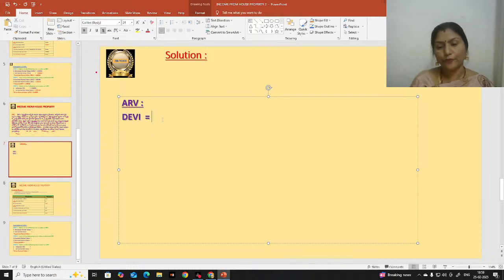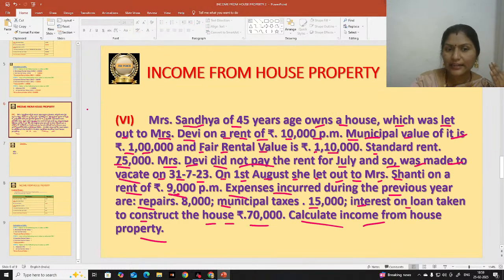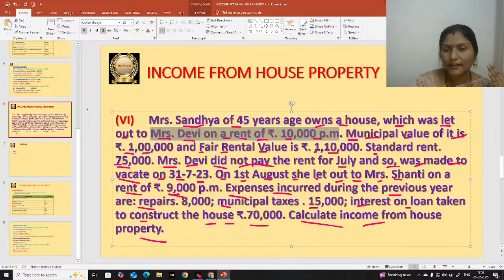She stayed for 4 months, but she did not pay July month rent. April, May, June, only 3 months rent she paid. How much actually our assessee is collecting from Devi, you can see here. So that house is given on rental basis to Devi for 10,000 per month. She stayed in the house from April month onwards, but she did not pay July month rent.